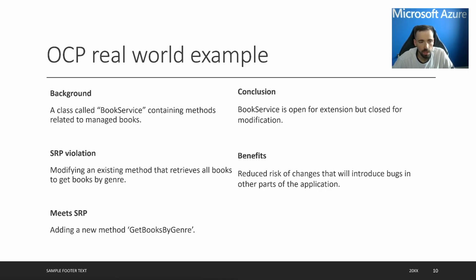The benefits of this again are reduced risks that we will introduce bugs. In this example, if we have other methods in our application that called GetBooks, and then we start making changes to GetBooks, we could introduce unexpected behavior in other parts of the application. Whereas by defining a new method with this new behaviour that we need, and then only using it where it's required, we're reducing risk of introducing bugs into the application.